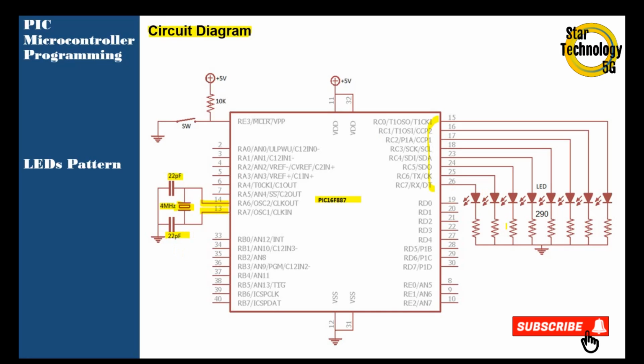LEDs are connected to port C, and we are using current sourcing mode. The value of the resistor is 290 ohm, and we are using 8 LEDs, and 8 LEDs are interfaced with port C of the microcontroller. The other side of the resistor is connected with the ground. Let's draw this circuit with PORTC, and after that we will test this circuit.